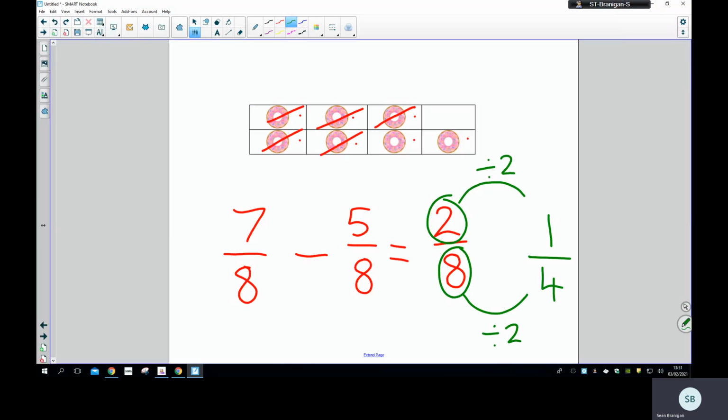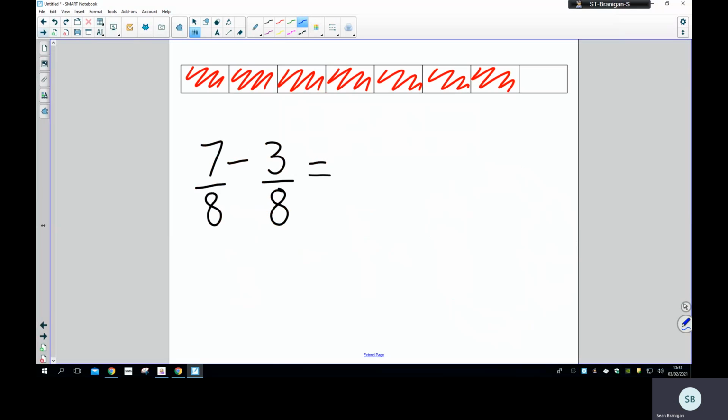They are both the same. They are the same amount. But you can see that this is the simplest way of writing it. 1 quarter. Okay. And you can check just by using the inverse. What's 4 times 2? 4 times 2 is 8. And 1 times 2 is 2. So you can use division or multiplication if you prefer it. Okay. Let's have a look at another one.